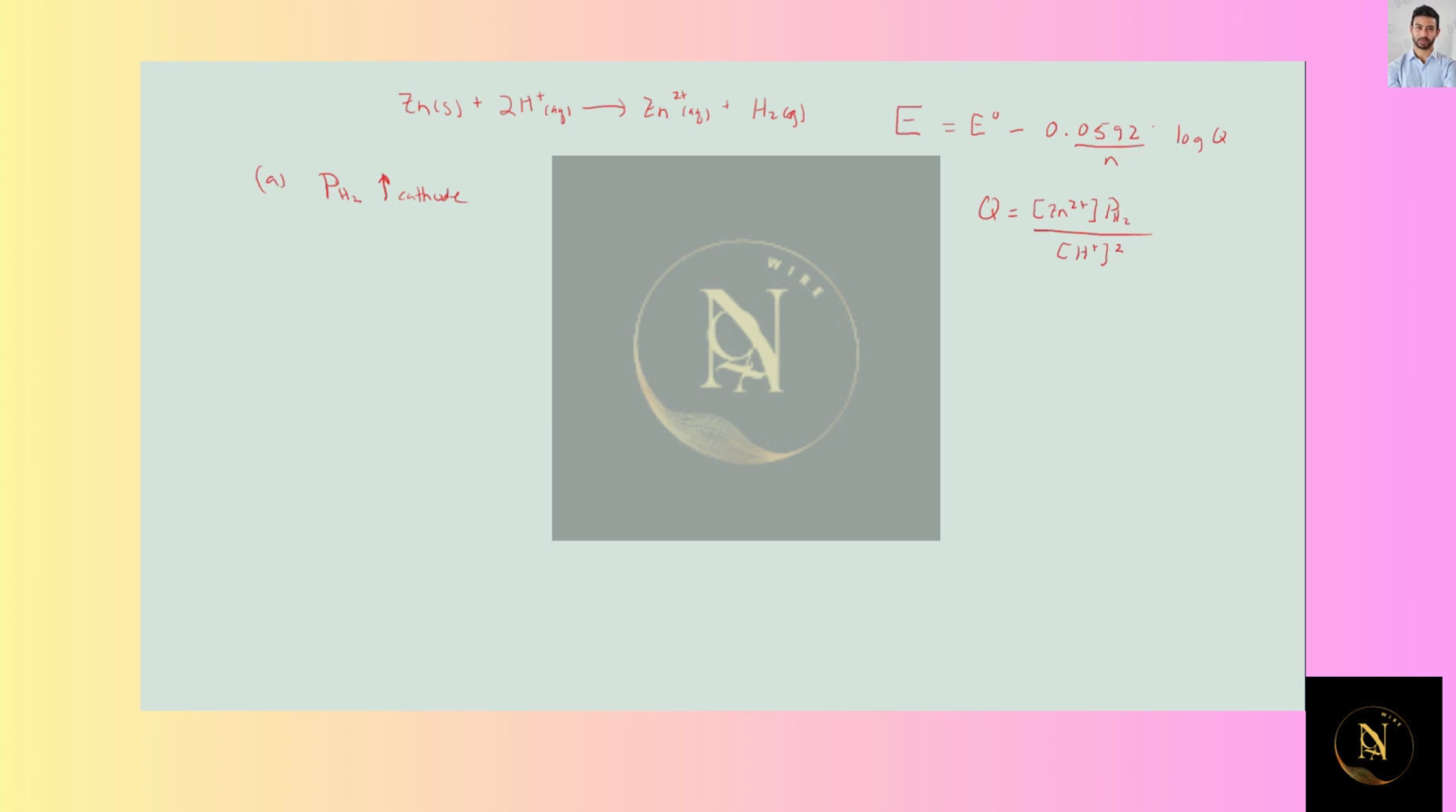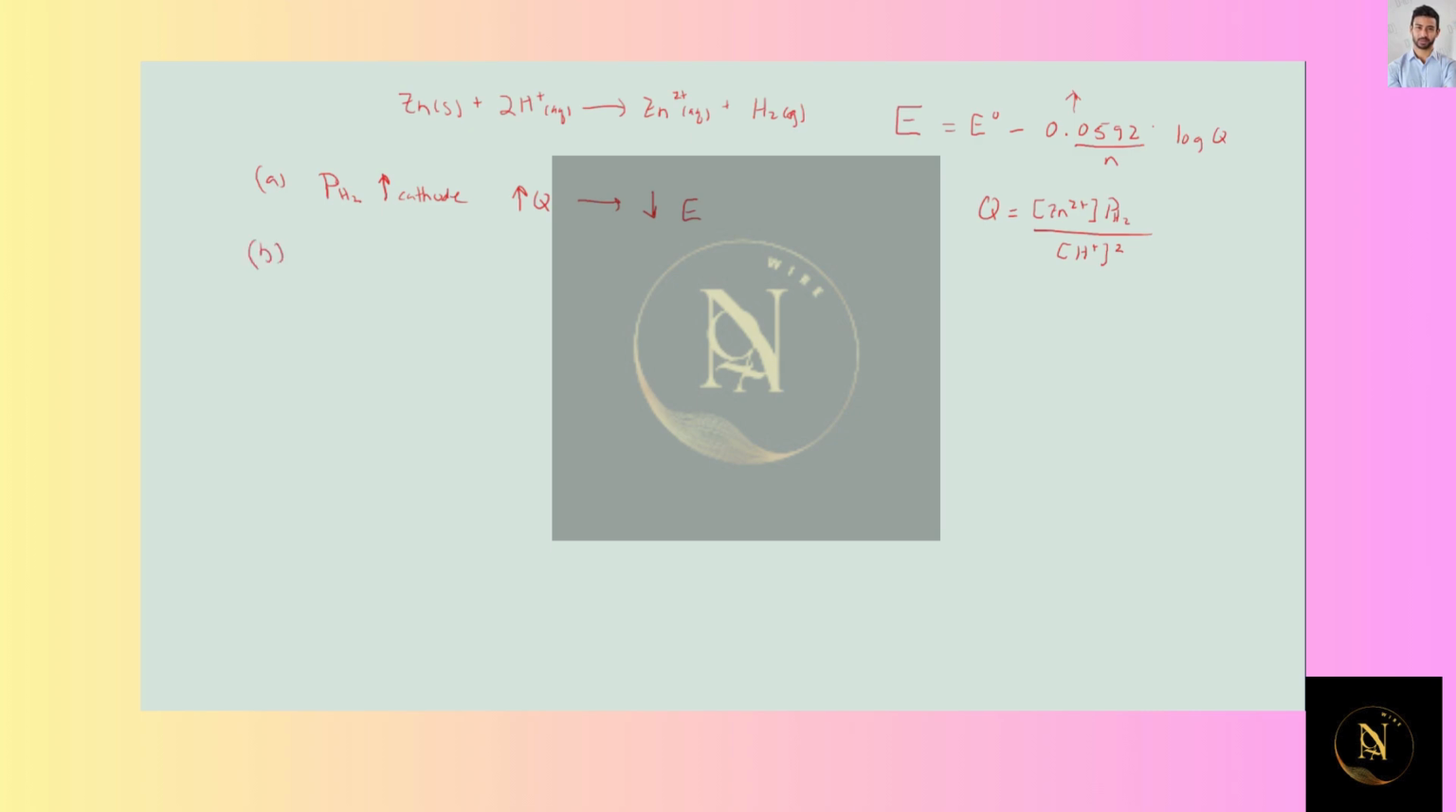So if I increase the pressure, I'm increasing the value of Q because the pressure is in the numerator. If I'm increasing my value of Q, then this value here is going to get bigger. And since E is equal to E naught minus that, if this part goes up, the overall E cell goes down. So I'm going to have a lower overall EMF of the cell for this change.